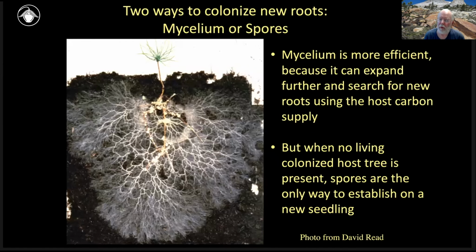So there's basically two ways to colonize new roots. You can either grow to them by mycelium, or a spore can land near an uncolonized root and colonize it. Between those two, mycelium is much more effective because it can expand further and search for new roots over a broader area. So in this picture, for example, where you see all of this mycelium coming off of this tiny seedling, you can imagine that any other seedling that would land in here would immediately run into this mycelium and be colonized.